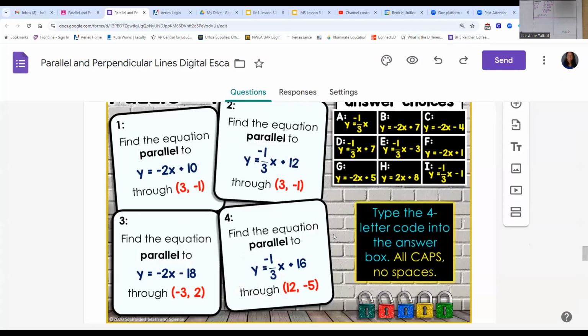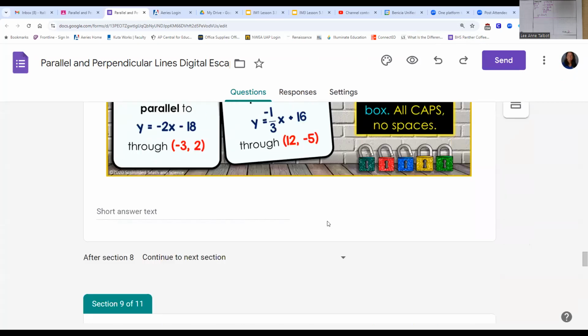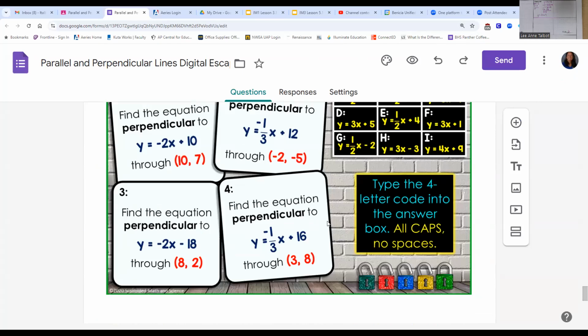Okay. Do you know how to do puzzle 4 now? Okay. Now I'm going to scroll to puzzle 5 and I'm going to get you started on puzzle 5. Just the first one. And then the rest of the period is going to be you working on this and the homework. Just have one more to do.